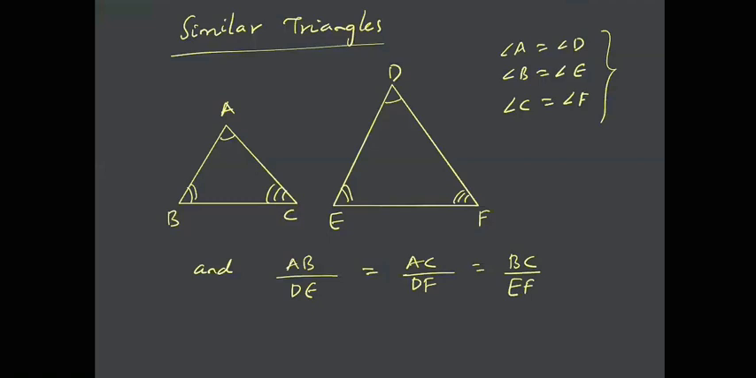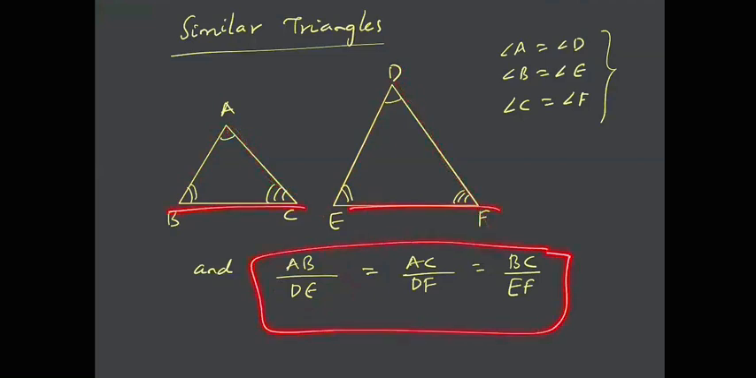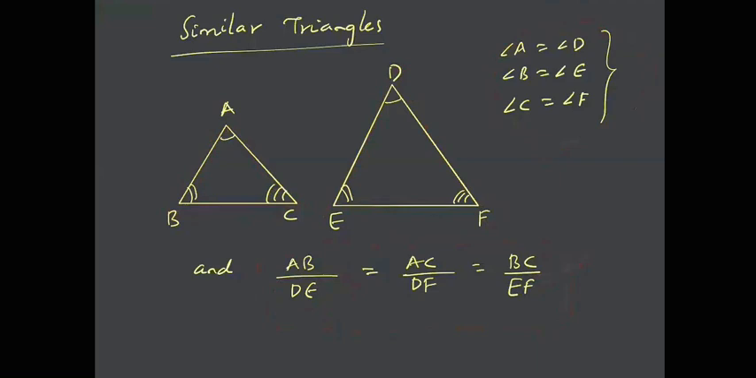So you can see that the side AB is opposite to angle C and the side DE is opposite to angle F. So AB over DE, AC over DF and BC over EF, these relations should be true. These angles should be equal and the sides should be proportional. If these two conditions are fulfilled, then we can say that the two triangles are similar.